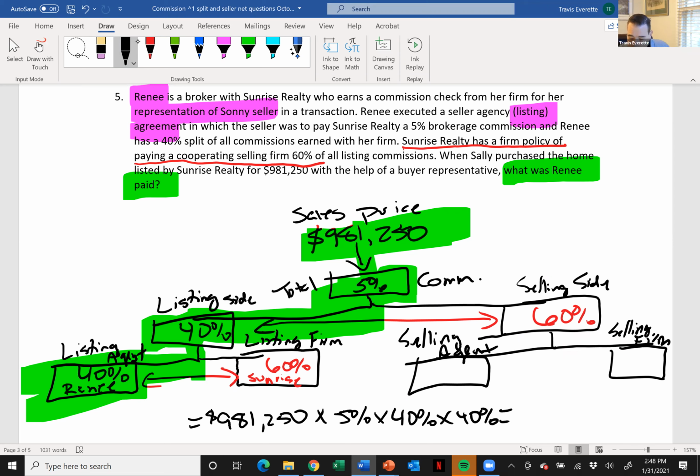And if we do that, 981,250 times 5% times 40% times 40%. Renee is going to get paid $7,850 for her troubles in representing that seller. That is Renee's share of that commission.